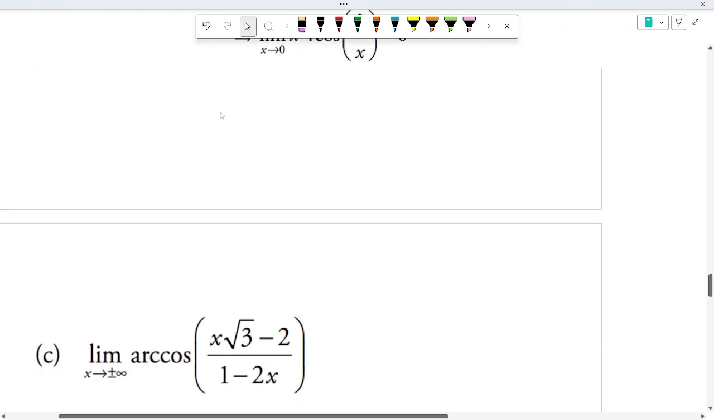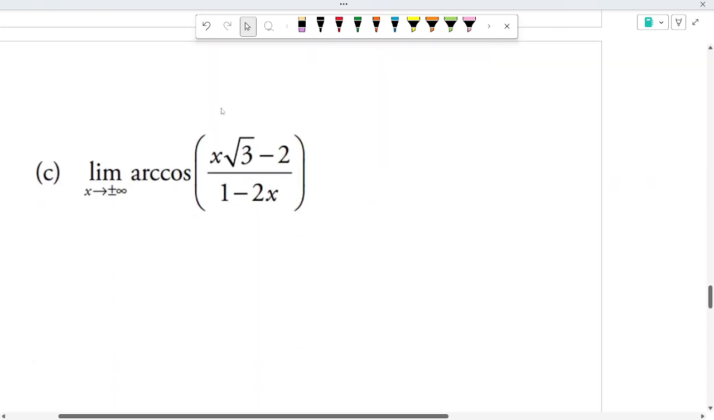And last exercise, the limit for x approaching infinity of arccosine of a fraction. Because arccosine is a continuous function, we can rewrite this as arccosine of the limit of the fraction.